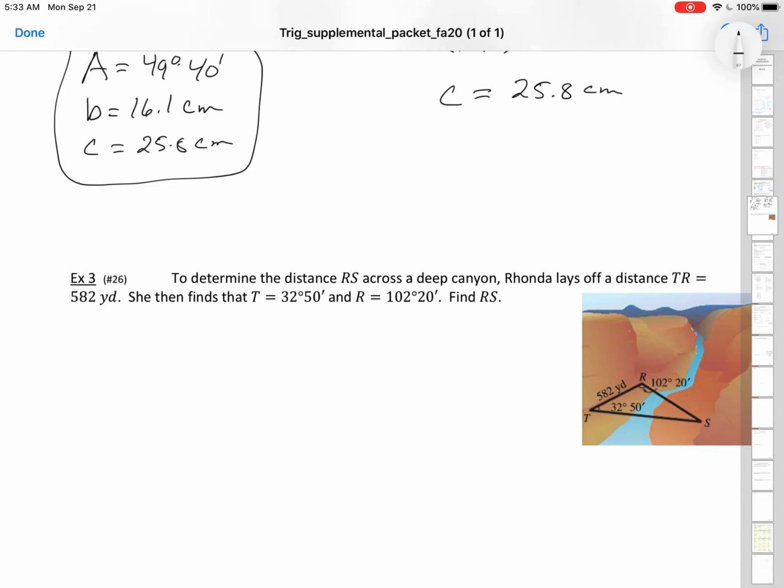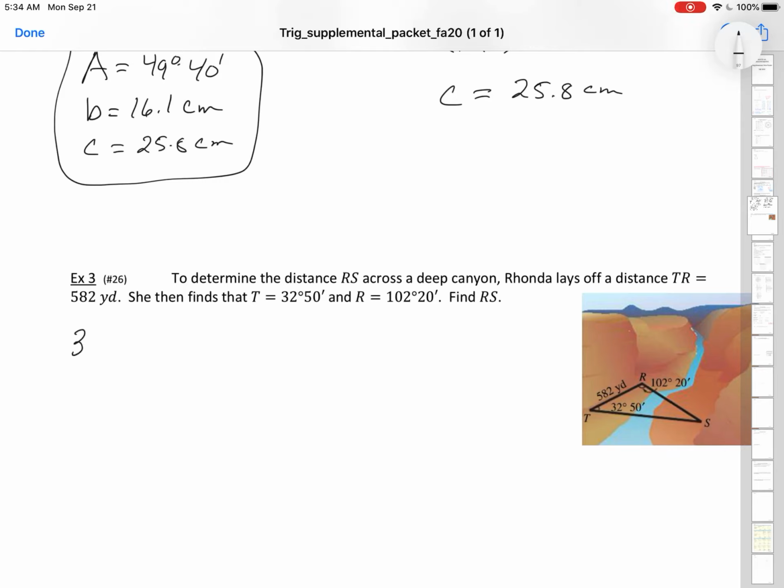So we need to determine the distance RS across a deep canyon. Rhonda lays off a distance TR, 582, and then she finds that T is equal to 32 degrees 50 minutes. And R is equal to 102 degrees 20 minutes. So she knows two angles and a side. This is going to be law of sines, because I can get that angle S opposite the 582 by just doing the 180 stuff that we did before.